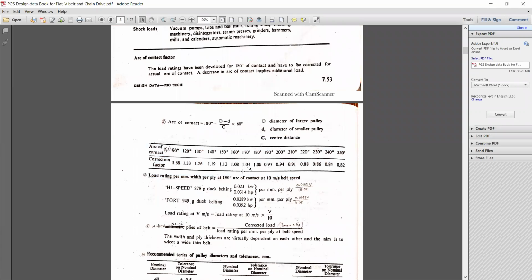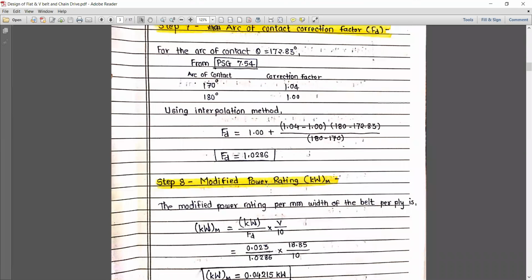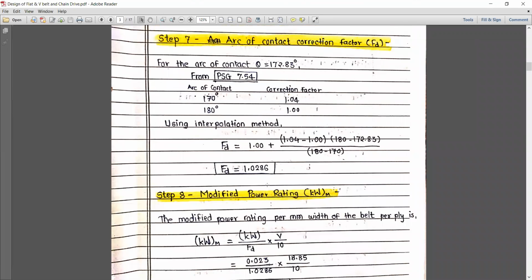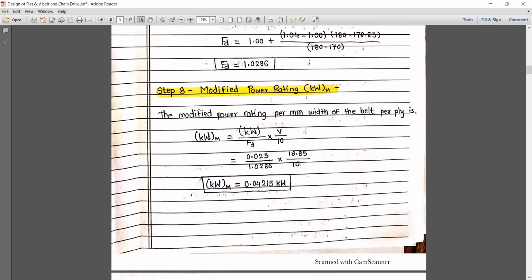The value is in between 170 and 180. Our value of arc of contact is 172.83, which lies between 170 and 180. So by using the interpolation method, we can calculate the value. Using interpolation, the arc of contact correction value FD is equal to 1.0286.